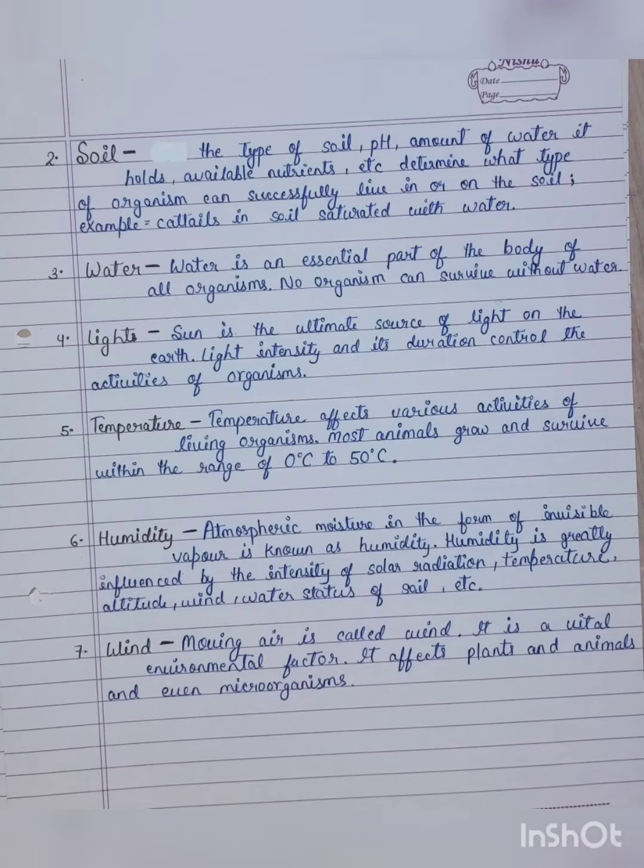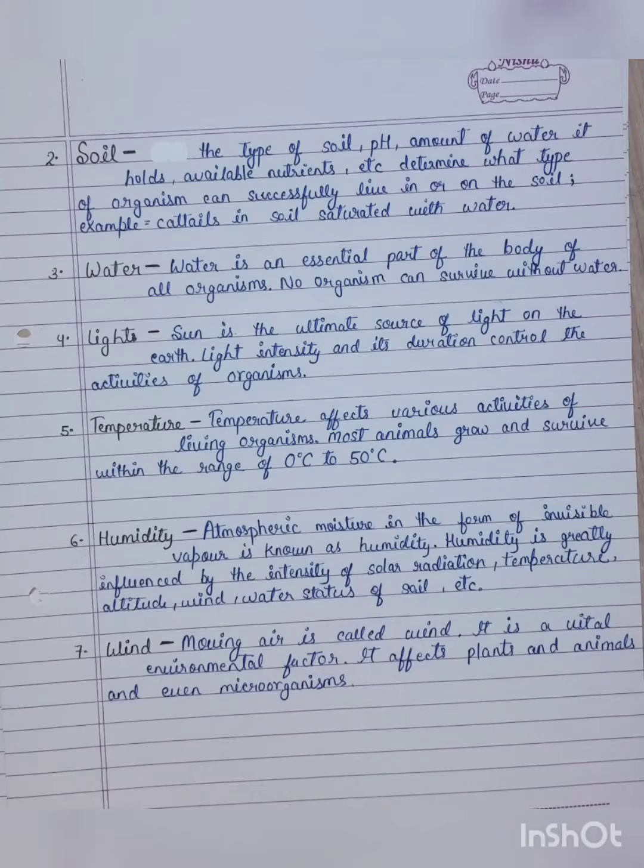Light: the sun is the ultimate source of light on the earth. Light intensity and its duration control the activity of organisms. Temperature affects various activities of living organisms. Most animals grow and survive within the range of 0 degrees Celsius to 50 degrees Celsius.